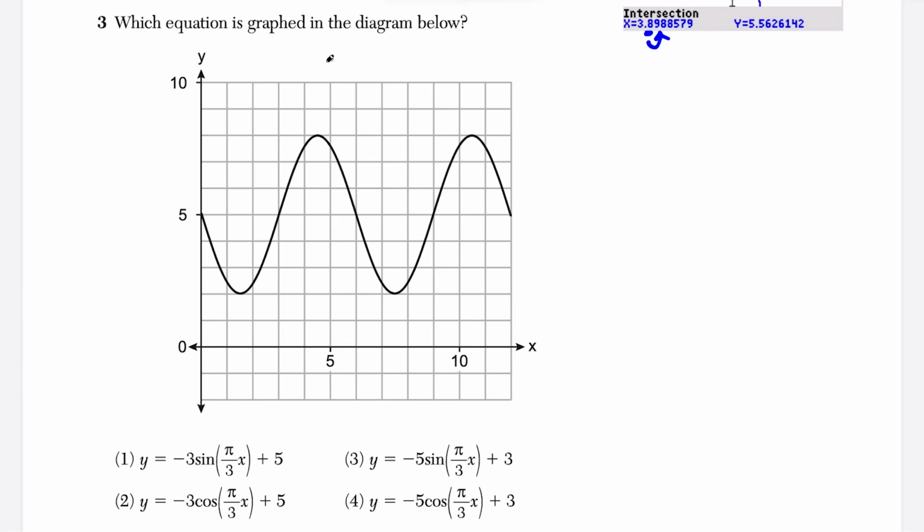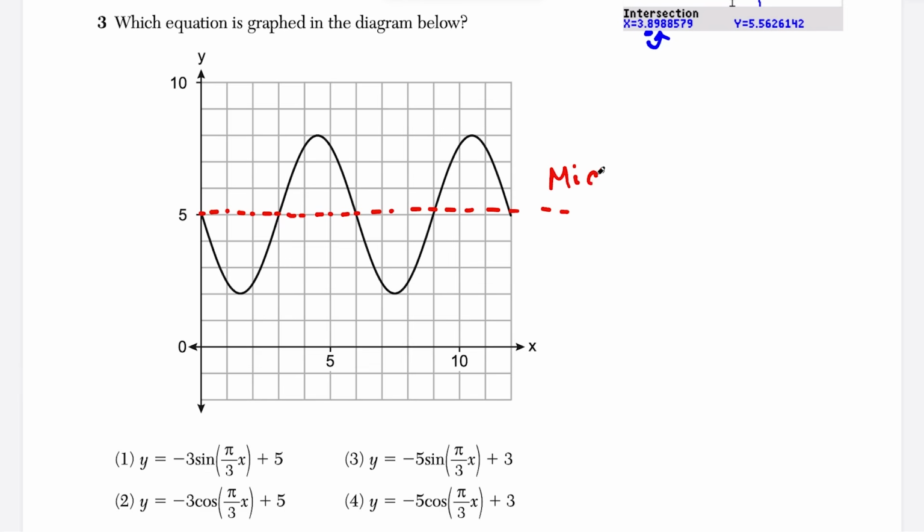Question 3, which equation is graphed in the diagram below? So for this one, what I'm noticing is that we have either a sine or a cosine curve. And the midline is occurring here at y equals 5. So I'm noticing if I were to draw in a line like this, a horizontal line, you could see that this is occurring at the middle of this sine or cosine curve.